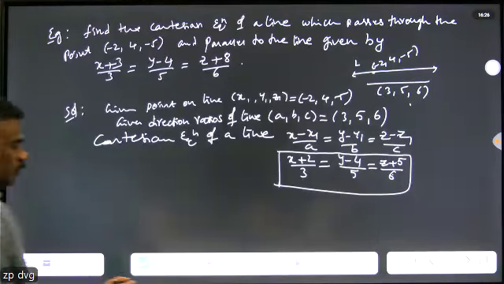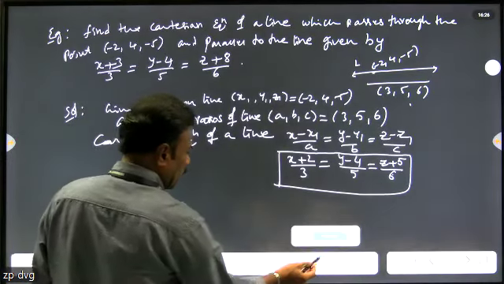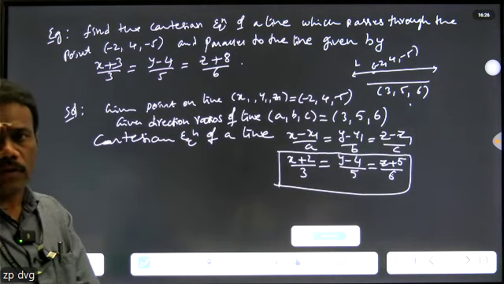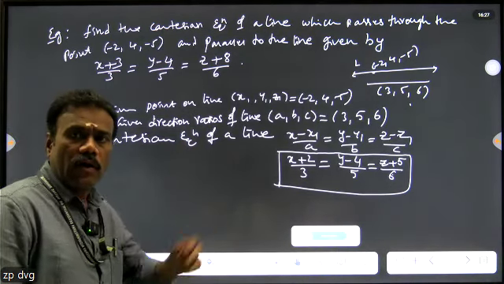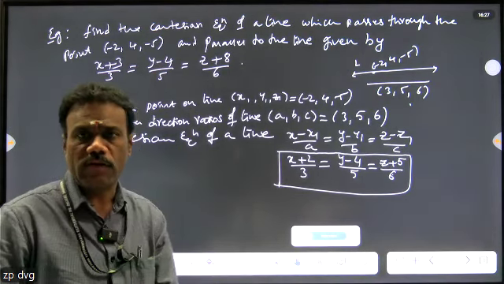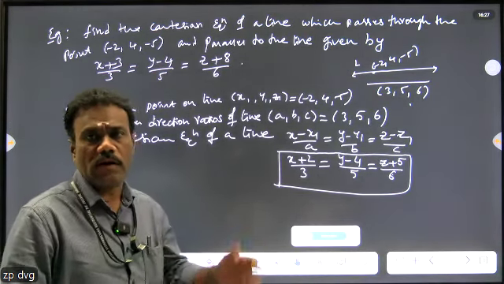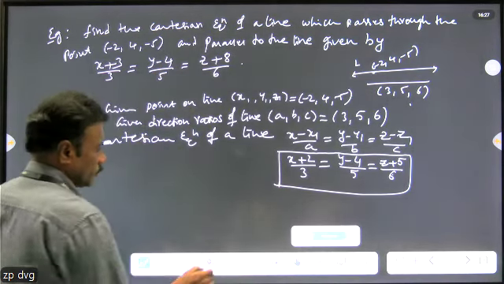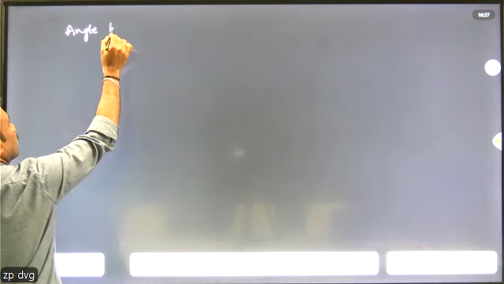Now, yesterday we discussed angle between two lines. When two lines are given in vector form, how do we find the angle between them? When two lines are given in Cartesian form, how do we find the angle between them? Let us see. Angle between two lines, we already discussed yesterday.